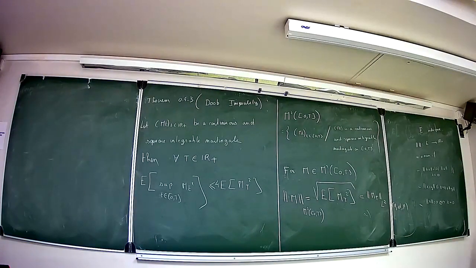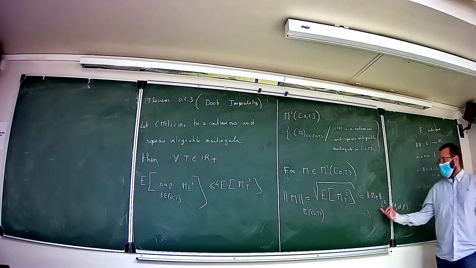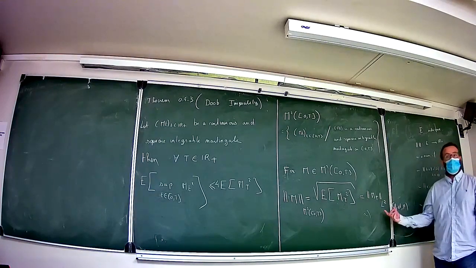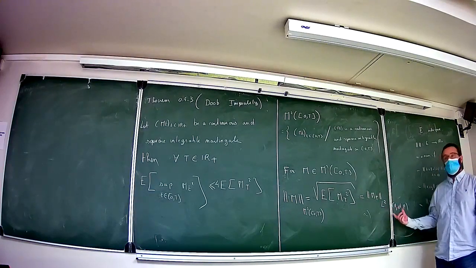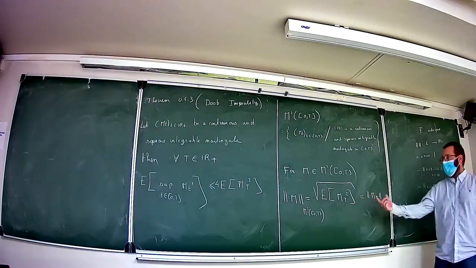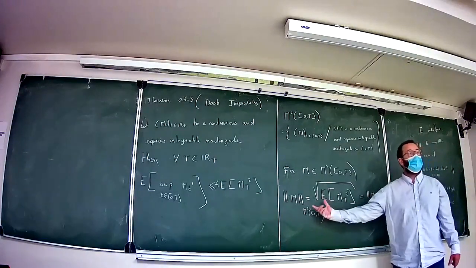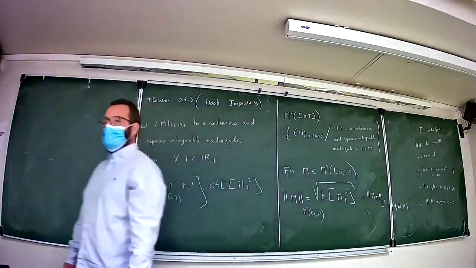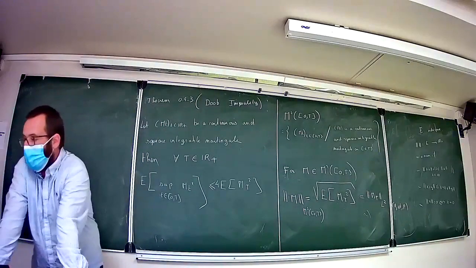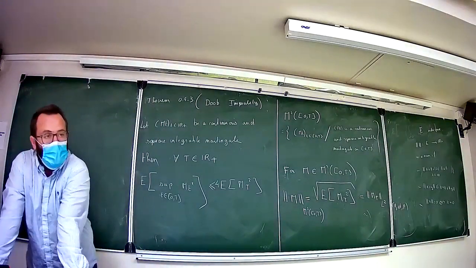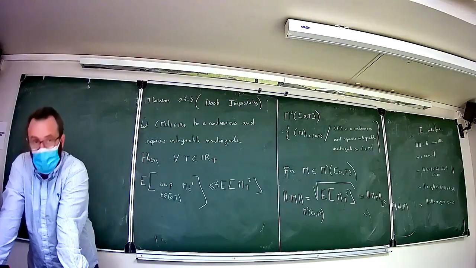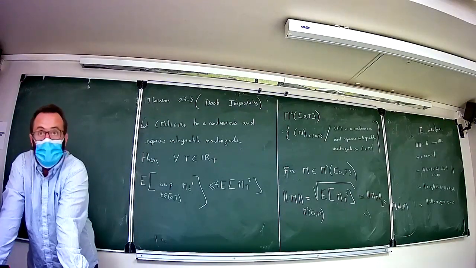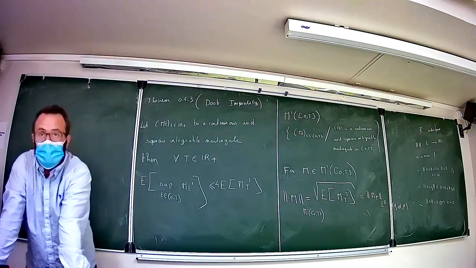So homogeneity is okay. For the triangular inequality, no problem, because I know that I have a norm here. So if you have the triangular inequality for the norm in L2 for M capital T, you will have it for what I have defined this way. So the triangular inequality is just a consequence of the Minkowski inequality in L2. Okay?